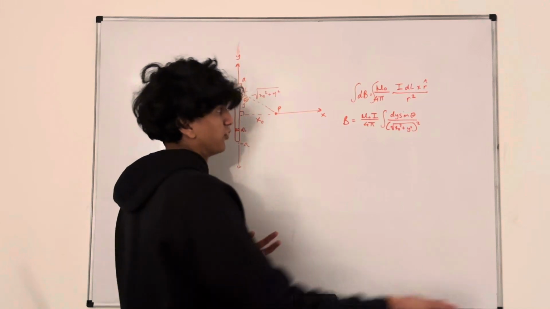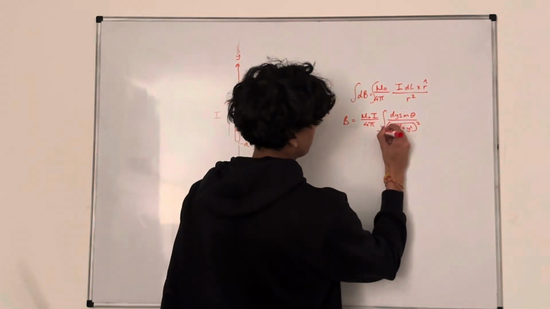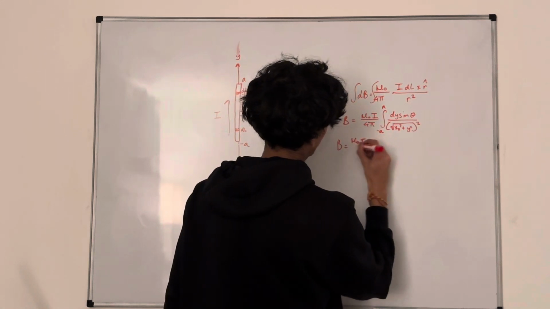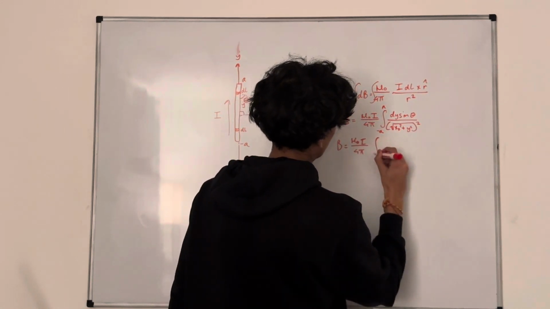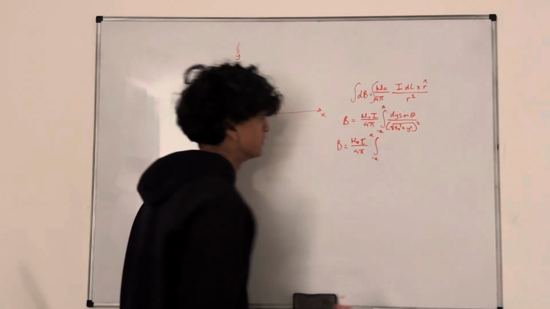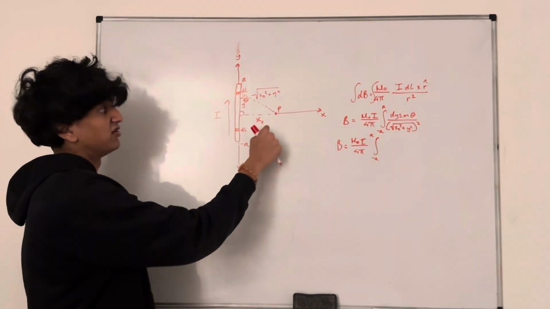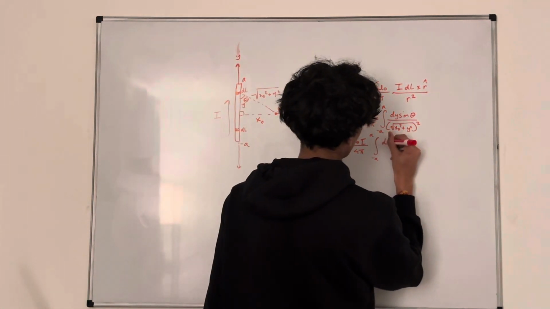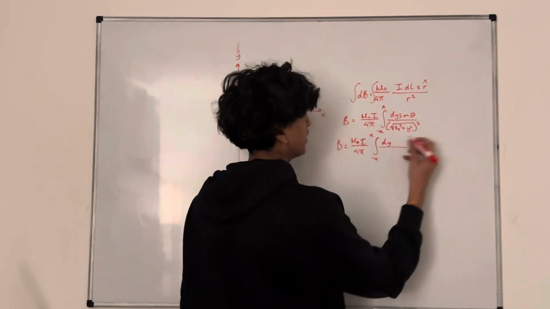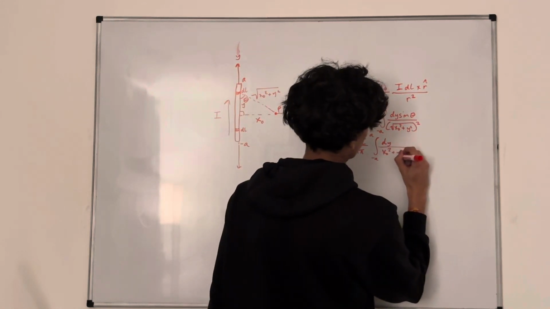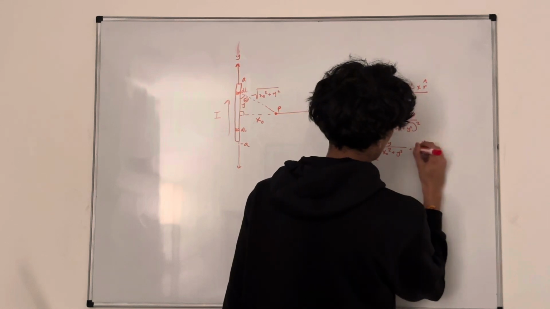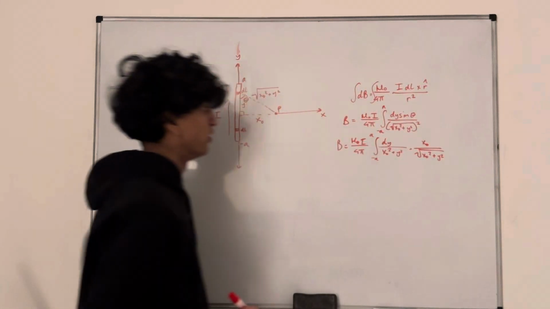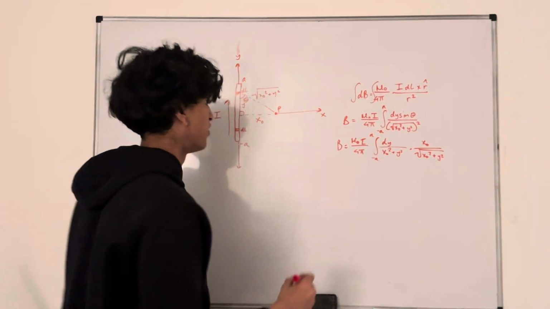What are our bounds? Well, when we're integrating on the y-axis, we're going from negative a to a. Hopefully that makes sense. B is equal to mu naught I over 4 pi. What's sine theta? Well, sine theta is opposite over hypotenuse: x initial over the square root of x initial squared plus y squared. So dy, I'll do it like this. So this becomes x initial squared plus y squared times x initial over the square root of x initial squared plus y squared. And oh boy, you can probably see where this is going.